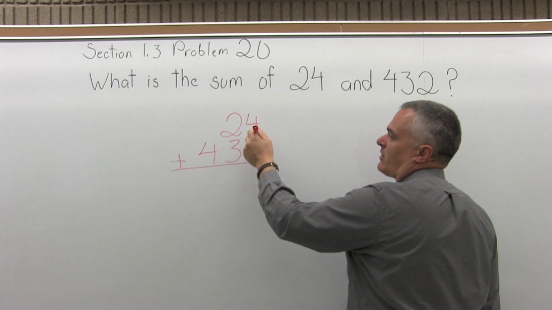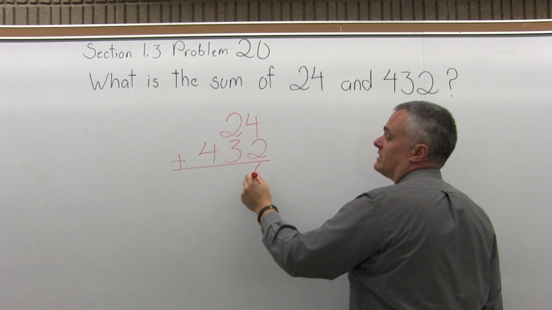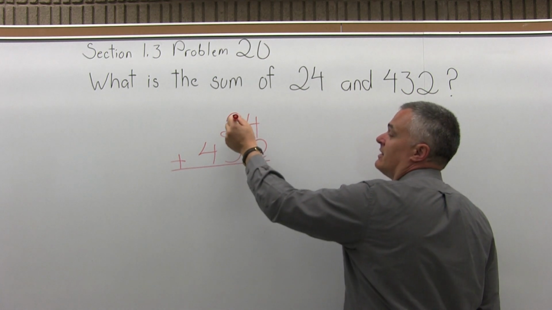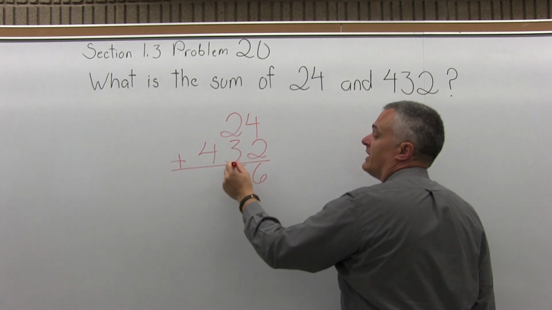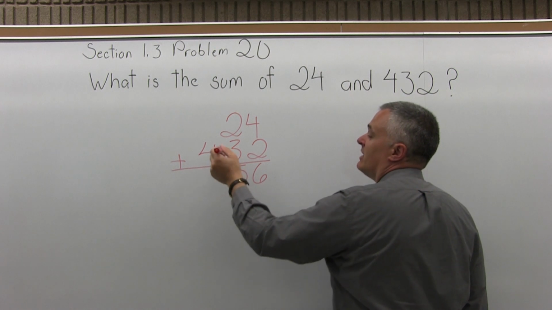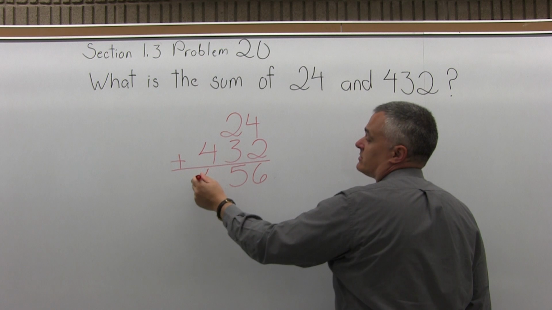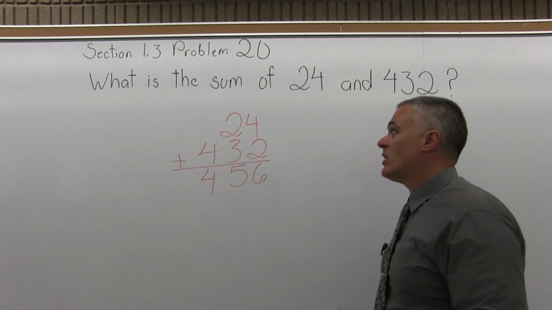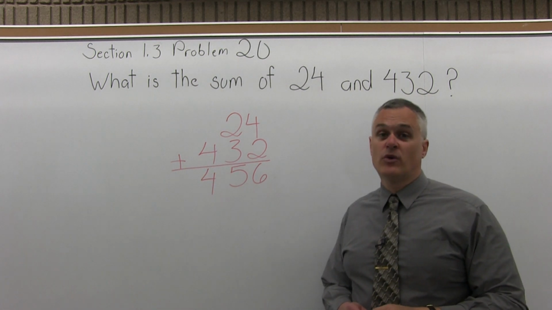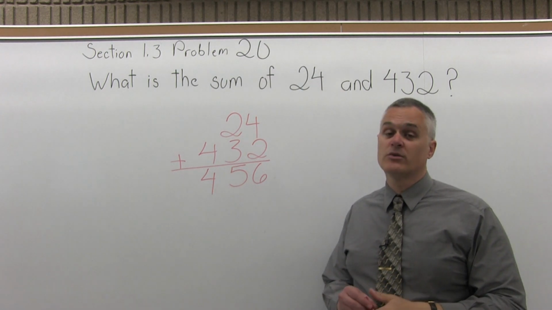So I start in the far right column and I add 4 plus 2, that's 6, there's nothing to carry. The next column, 2 plus 3, that's 5, again, nothing to carry. And then in the far left column, there's nothing plus 4, so it's just 4. So the answer is 456. The sum of 24 and 432 is 456.